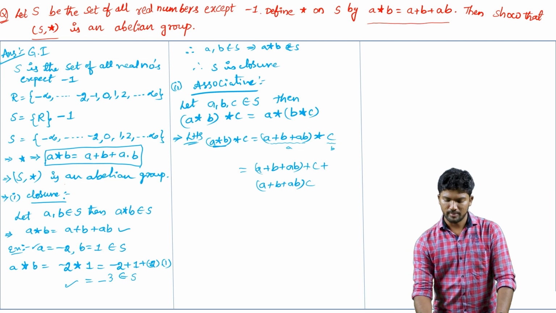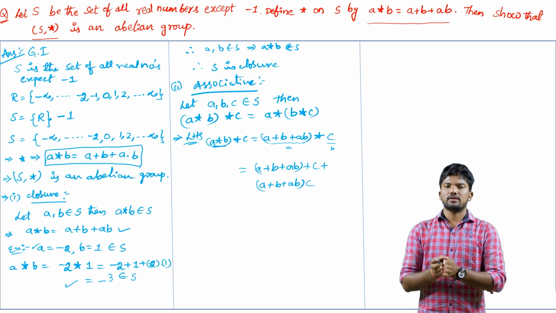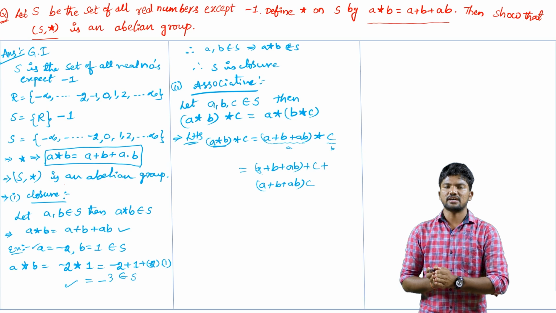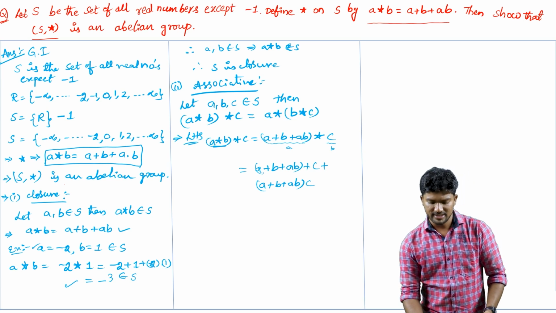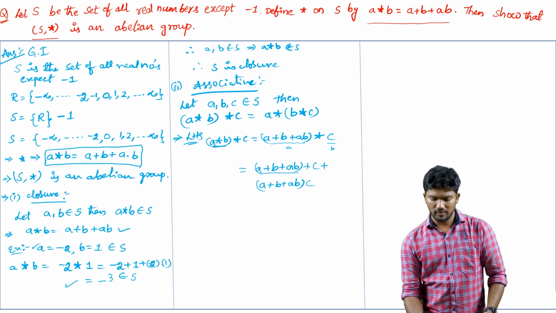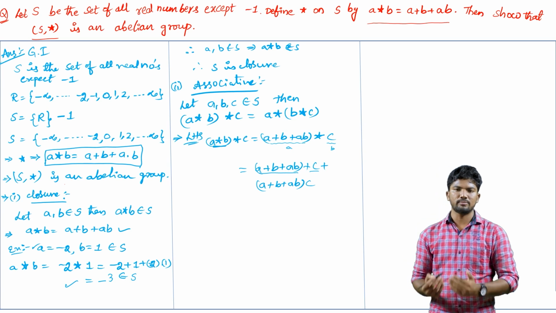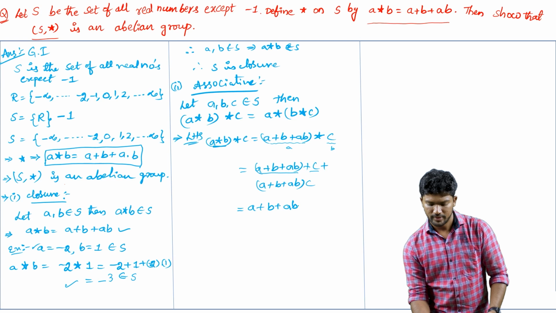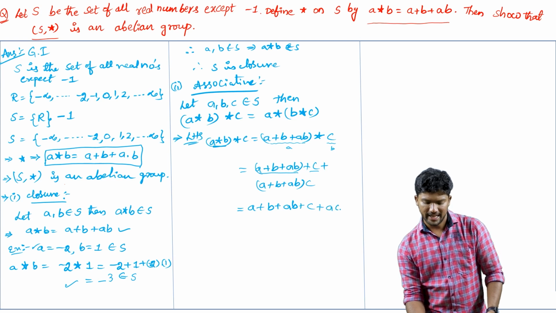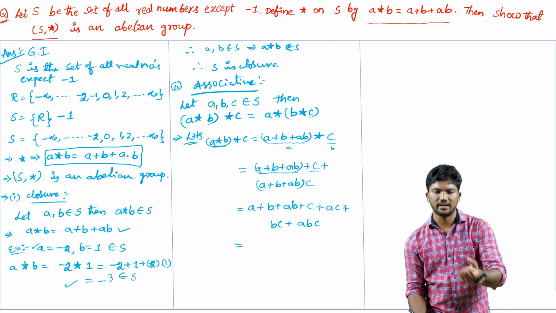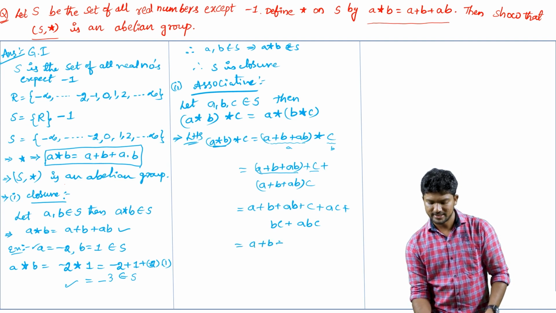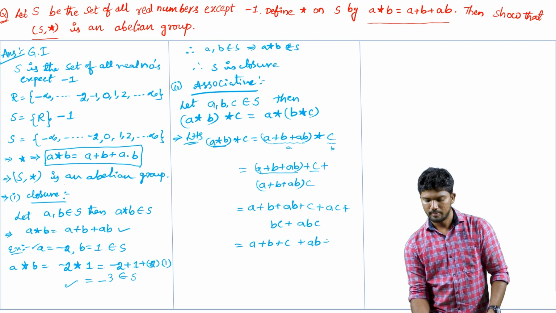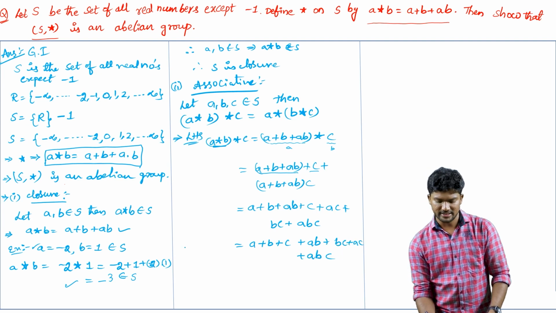C. Okay, so I am just replacing the values in place of A and in place of B. What is the A value? A value is A plus B plus AB and B value is C. Those values only I am replacing. So if you simplify this value, A plus B plus AB plus C plus AC plus BC plus ABC. Okay, if you write in order wise, you will get A plus B plus C plus AB plus BC plus AC plus ABC. This is the LHS value.